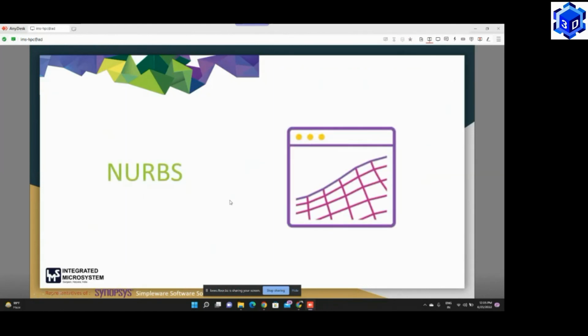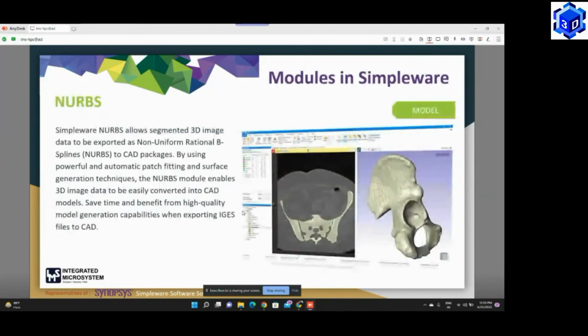This is the NURBS module. NURBS stands for non-uniform rational B-splines. It basically allows you to generate models for CAD packages. You can directly export the NURBS 3D images from the NURBS module to some other CAD simulation software, and it allows you to easily convert 3D image data into CAD models. It's very quick, it saves time, and you benefit from high quality model generation.